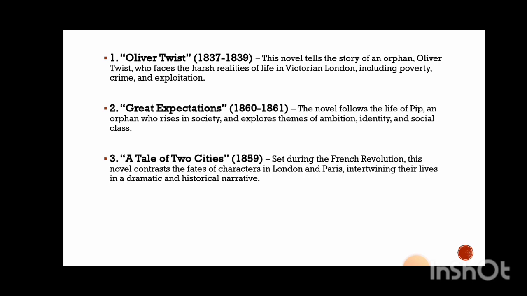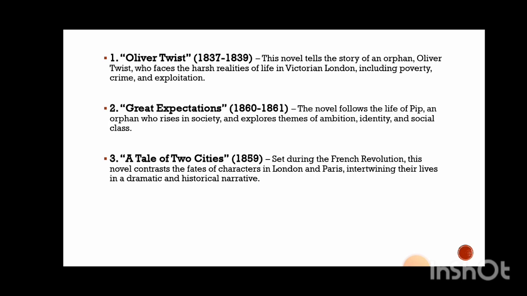The number one is Oliver Twist. The novel tells the story of an orphan, Oliver Twist, who faces harsh realities of life in Victorian London, including poverty, crime, and exploitation. It means in his novel Oliver Twist, he put the character of an orphan child who faces difficult realities in the Victorian period in London, including poverty, because in that time people belonged to very humble class families, and there was crime and exploitation. So he put all these things in his novel.